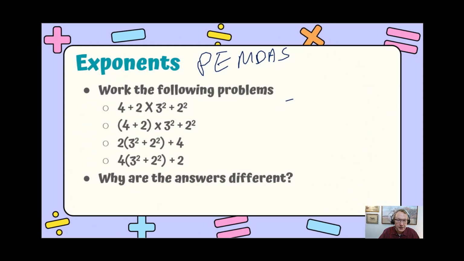Okay, let's look at these problems together. Once again, we're doing PEMDAS. We're just going to take them one step at a time. So the first one, I'm looking for parentheses. I don't see any parentheses. I'm going to go ahead and come over here and rewrite it as 4 plus 2 times 3 squared plus 2 squared. So we're done with the parentheses. There's just nothing to do, which is fine.